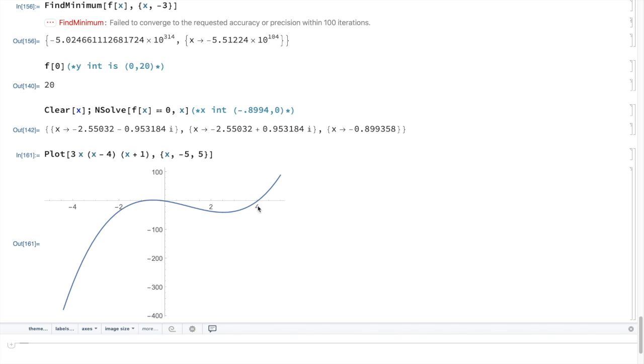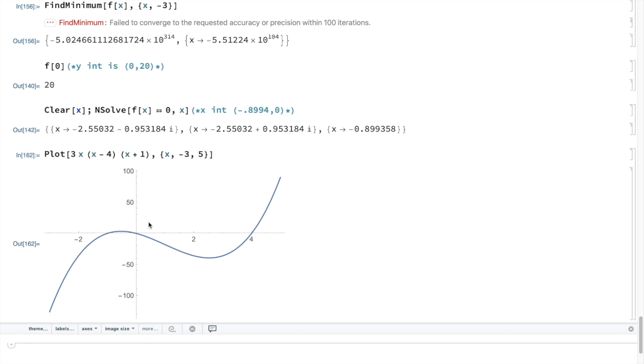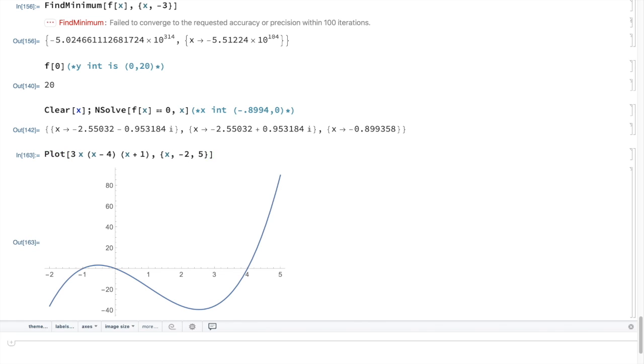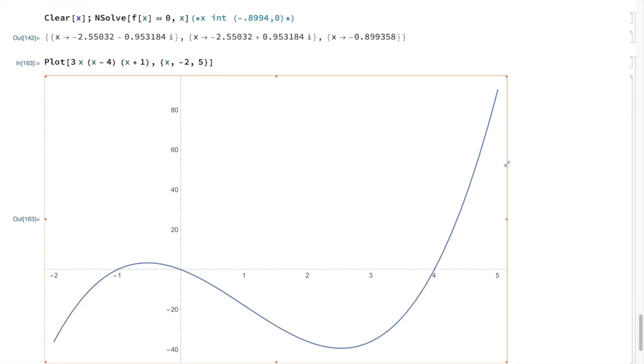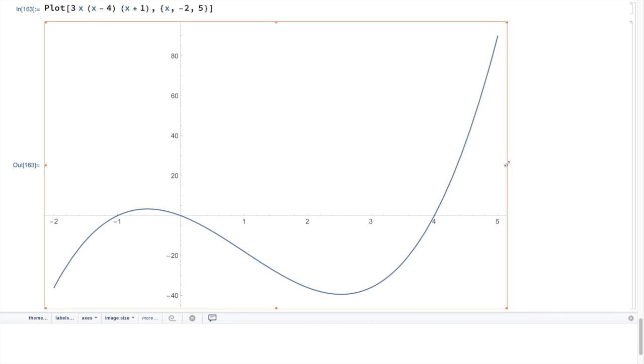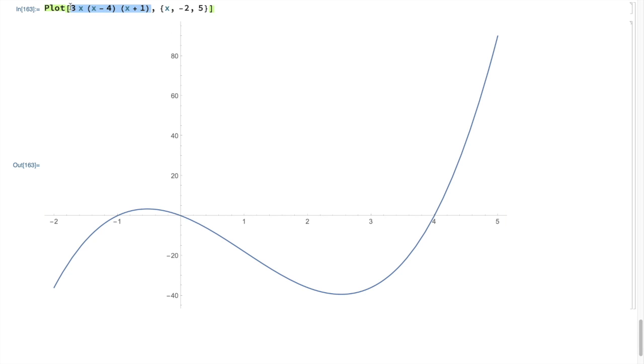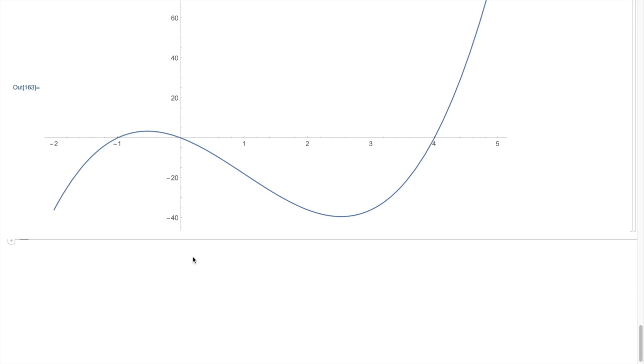All right, so that looks a little bit better. I could even shore that up a bit more. How about negative 3 to positive 5? That looks good. I could do that even better. How about negative 2? Oh yeah, that looks good. Now I have my sketch done right here, and here we do have a local maximum and a local minimum right here. Okay, so let's run through this one really quick.